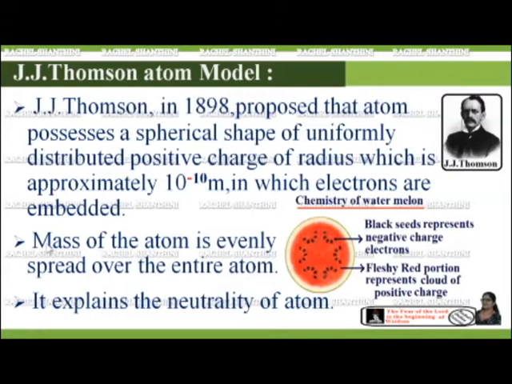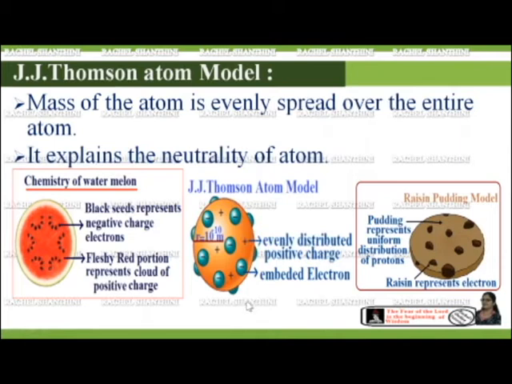He also suggested that the mass of the atom is evenly spread over the entire atom, and it could explain the neutrality of the atom. Though it could explain the neutrality of the atom, it could not explain certain observations by Rutherford in his alpha particle experiment, which we are going to discuss in the later part of this session. J.J. Thomson's atom model is known as the raisin pudding model or watermelon model because of the similarity between these two.